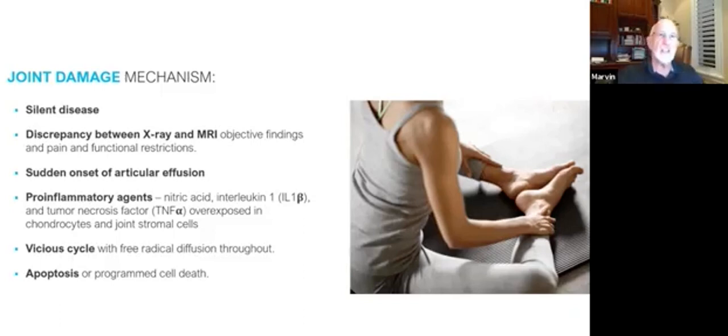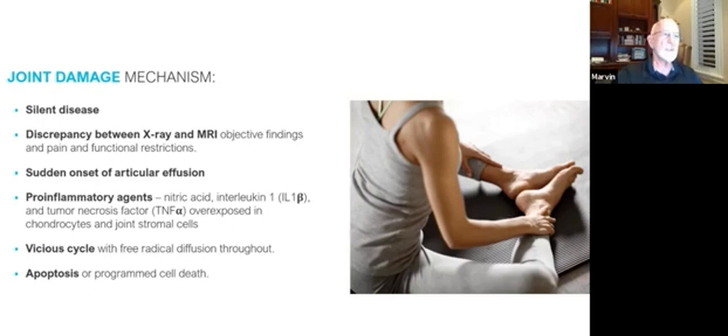Then suddenly you get an articular effusion. You get fluid in the joint. Then you start having inflammation. It gets red, it gets hot. It's a vicious cycle. It's a cascade phenomenon that suddenly gets worse and worse and worse. Next slide, please.